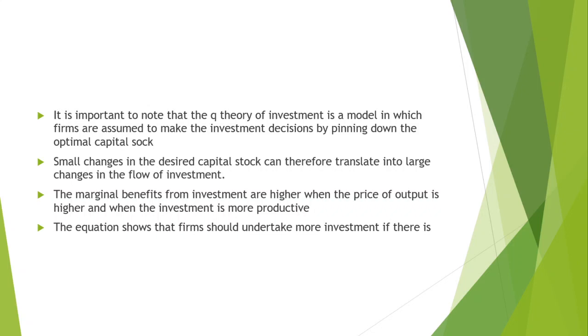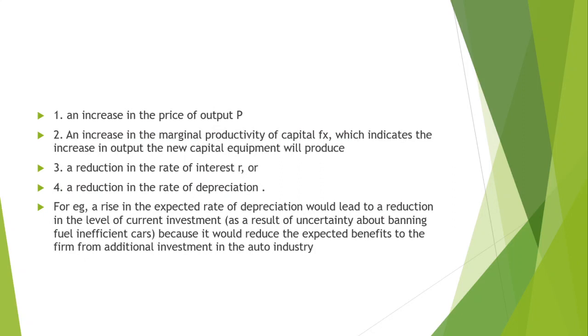The marginal benefits from investment are higher when the price of output is higher and when investment is more productive. So that's given by the equation P and F of X. P is the price of output and F of X is the productivity of investment. So the equation shows that firms should undertake more investment if there is an increase in the price of output, an increase in the marginal productivity of capital F_X, which indicates the increase in output the new capital equipment will produce, a reduction in the rate of interest R, and a reduction in the rate of depreciation.